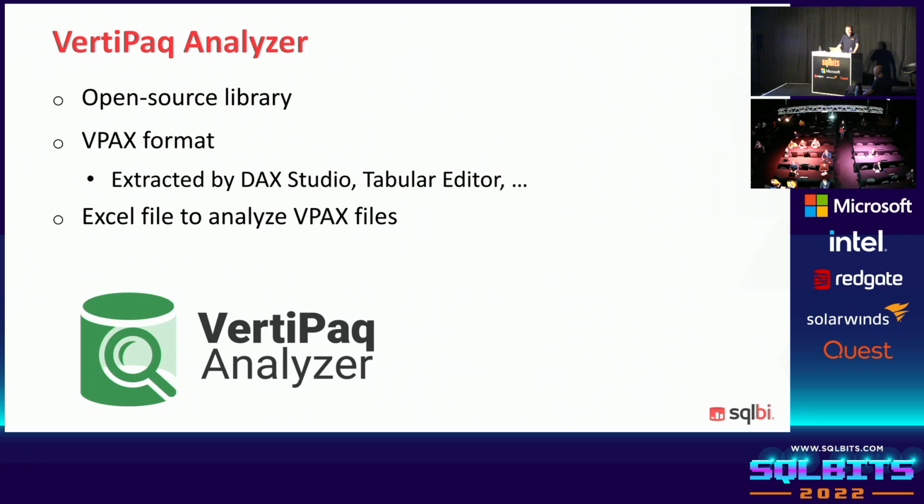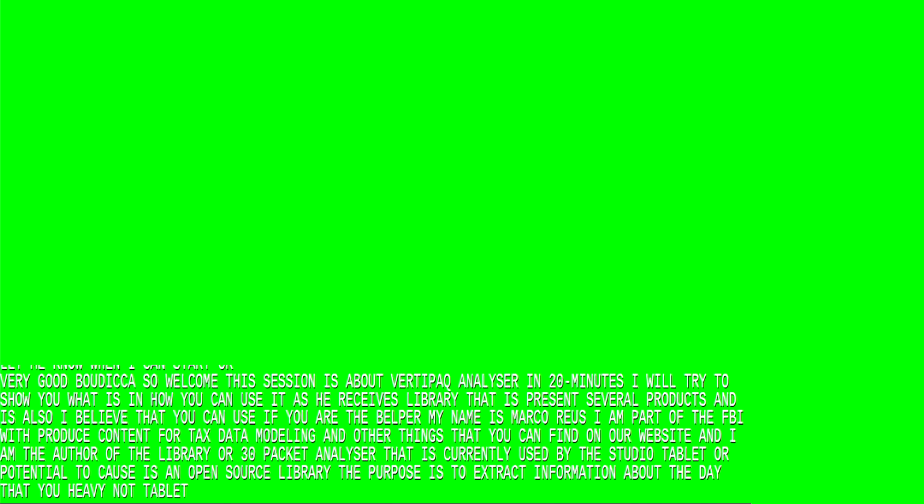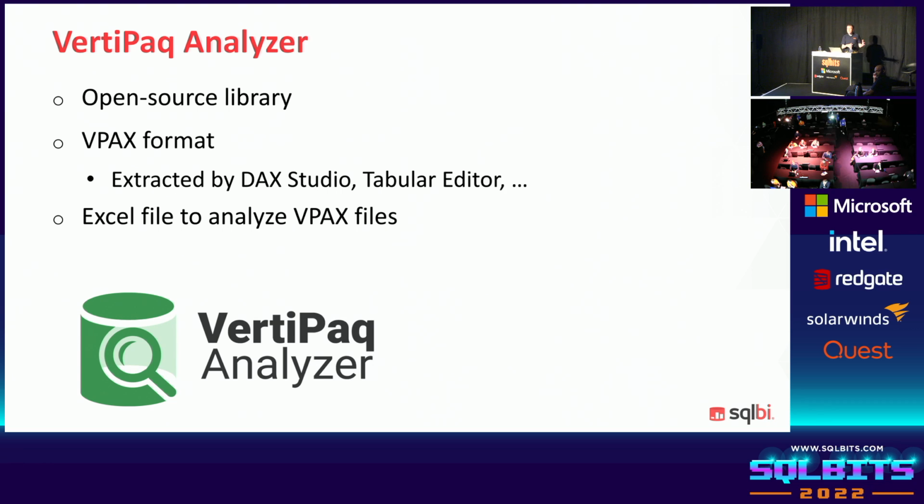Now, the purpose of VertiPaq Analyzer is to extract information about the data that you have in a tabular model. A tabular model could be an Analysis Services model, a Power Pivot model, or a Power BI model, right? So why do we need it? Well, there are many reasons. One is I want to know the size of the tables, the size of the columns. I want to know how to improve my model, reducing the size.